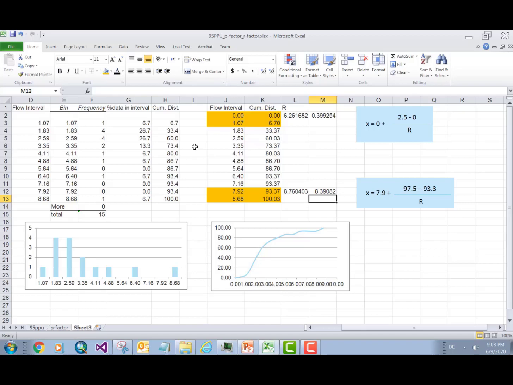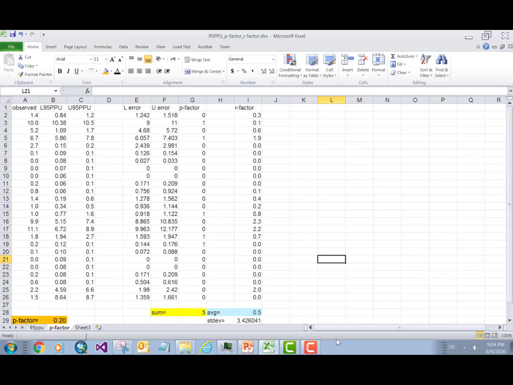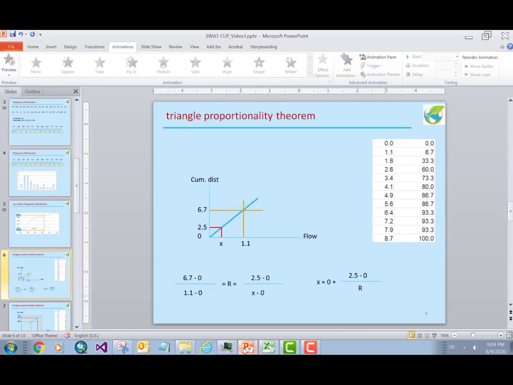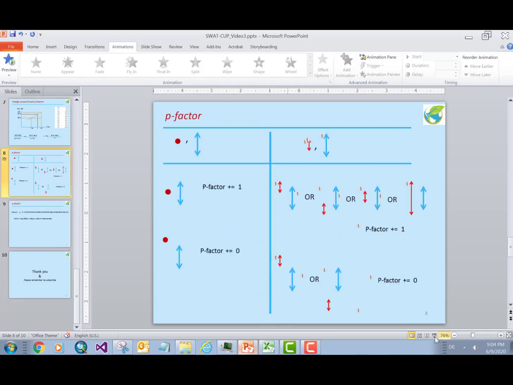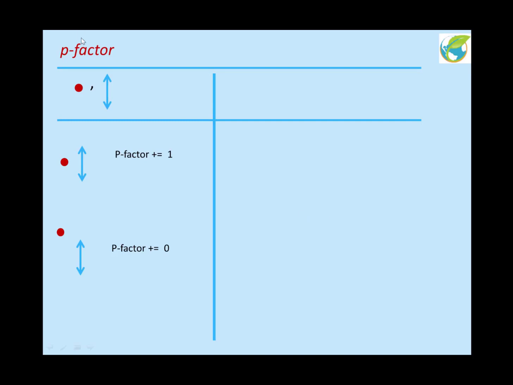Now, we have to do the same thing for every data point, right? And when you do that, then you can calculate P factor and R factor. So let me show you. I have done that before and I'm going to show you, but first let me go here just to make a point here.